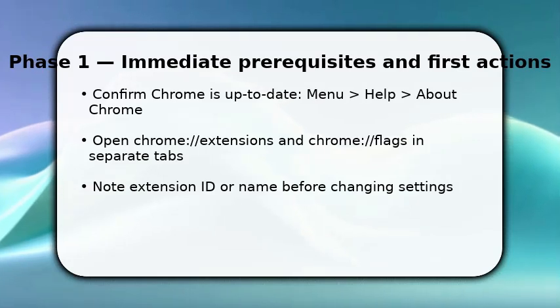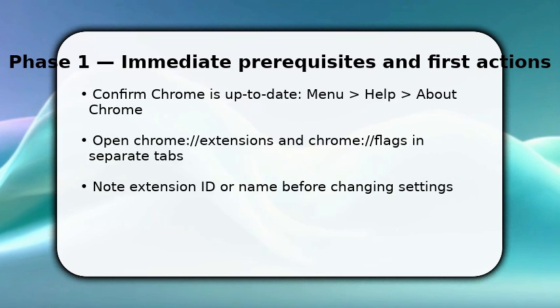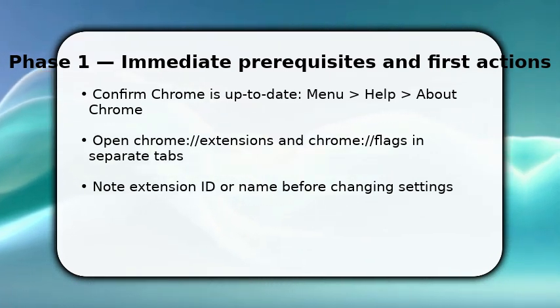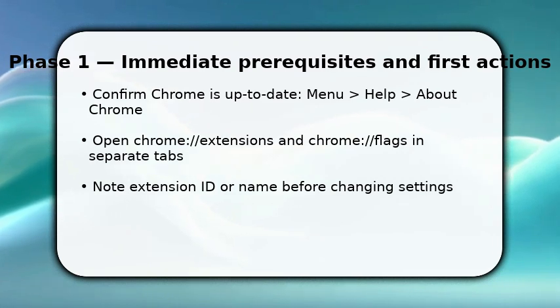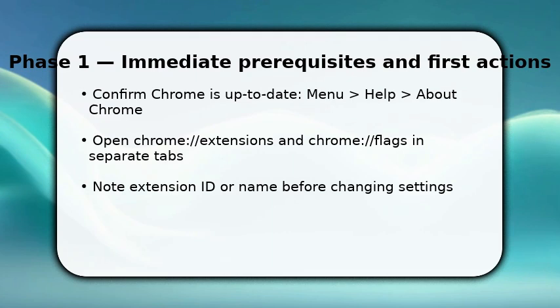You start by verifying Chrome is current. This prevents compatibility blocks. Once done, open chrome://extensions to view blocked items in Chrome, and chrome://flags to access experimental controls. Make sure to note the extension ID or name so you can track changes. You will enable safe settings first, not risky flags, because a staged approach reduces breakage.